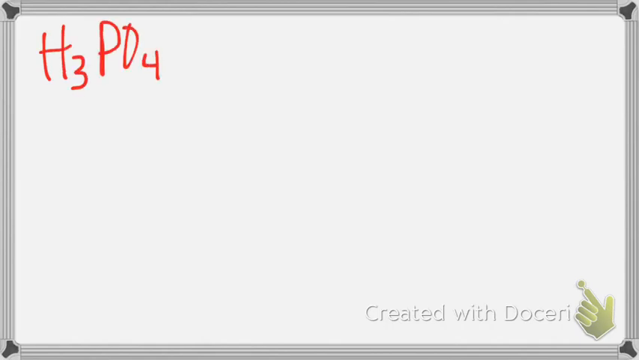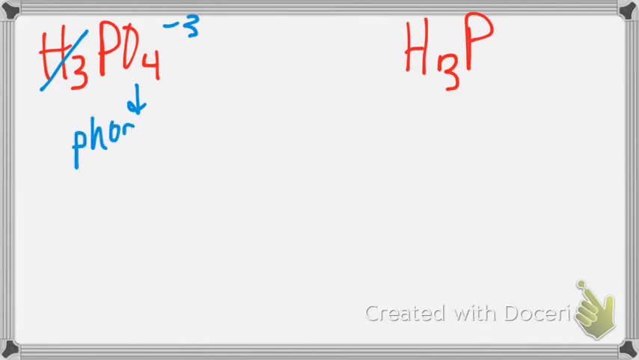H3PO4? That's a totally different compound, right? H3P is what we just did. H3PO4 is a totally different compound. It'd just be phosphoric acid. Let's slow it down a little bit. If I want to see what anion I was dealing with, it's PO4 minus 3, which is phosphate.